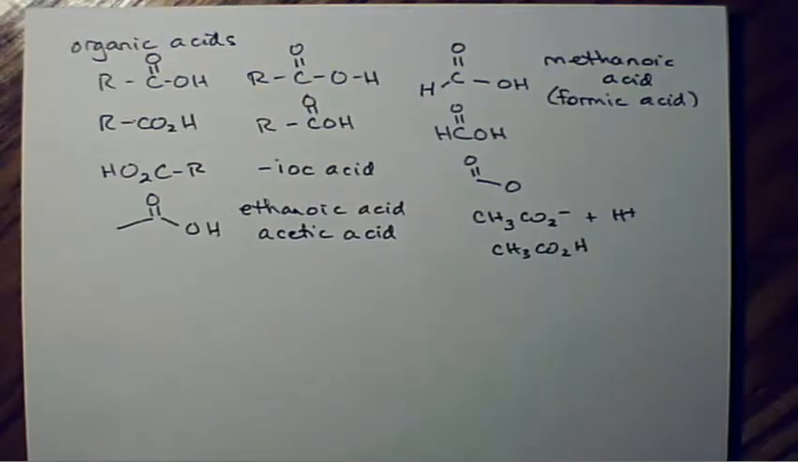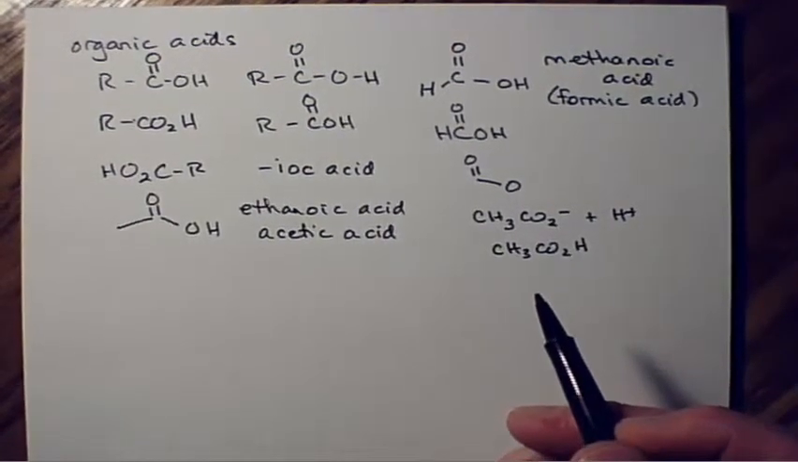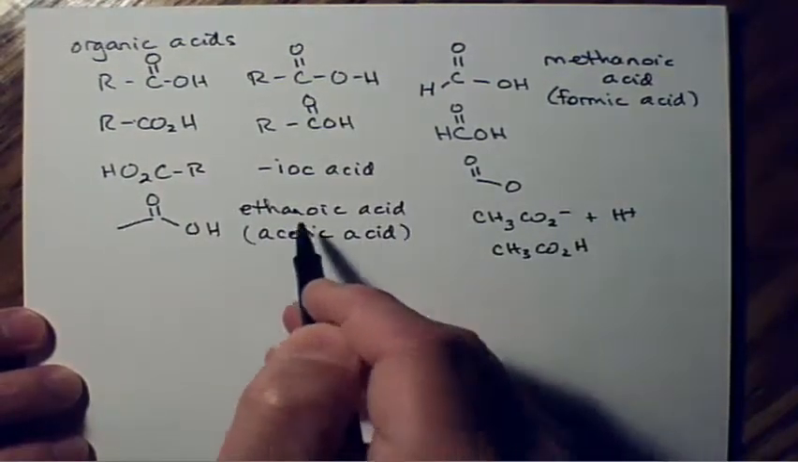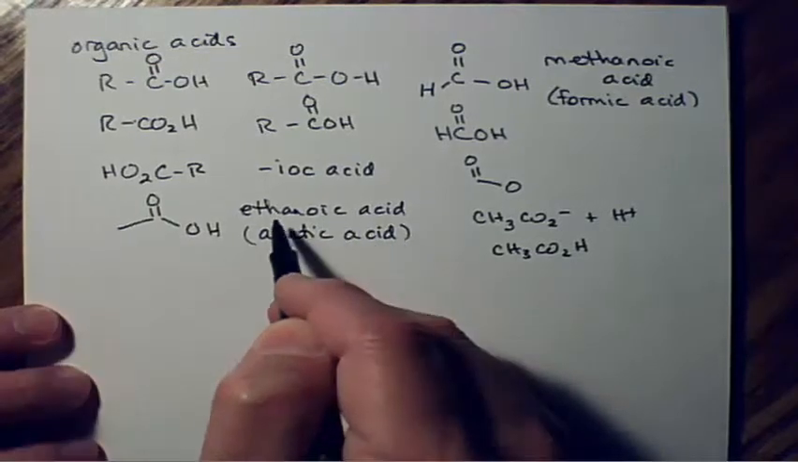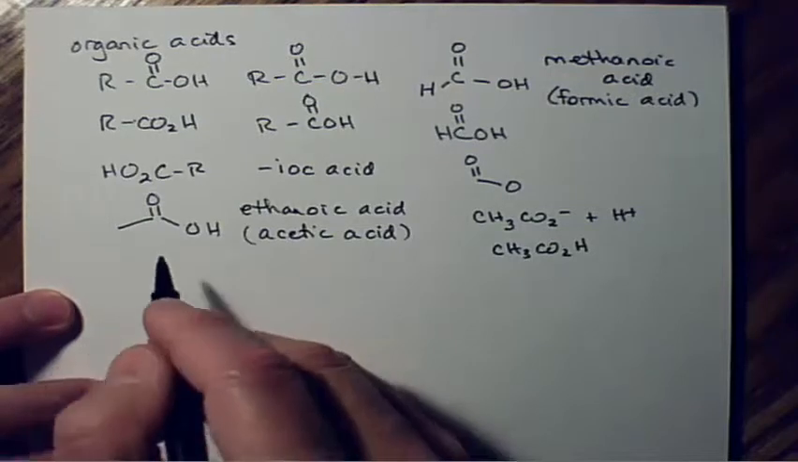Remember, if it has an -ate ending, it changes to -ic with no hydro on the front, if it's a polyatomic ion. So that would be naming it as if it's a non-organic acid, when in fact it's really more of an organic acid. In the system that IUPAC has set up, you would name this as ethanoic acid. All right, let's try this one then.